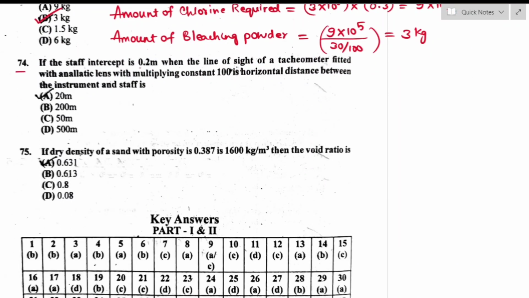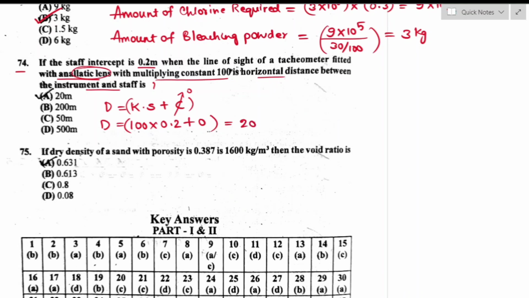Question number 74. If the staff intercept is 0.2 meter, when the line of sight of a tacheometer fitted with an anallactic lens with a multiplying constant 100, then the horizontal distance between instrument and the staff is. So we have to find the horizontal distance between instrument and staff. It is given by the formula D is equal to Ks plus C, where K is the multiplying constant, so 100, S is the staff intercept 0.2. Since the tacheometer is fitted with the anallactic lens, additive constant will be 0, so plus 0. Therefore, the horizontal distance will be 20 meter. Option A is the right answer.